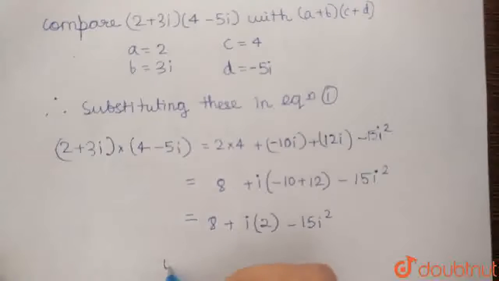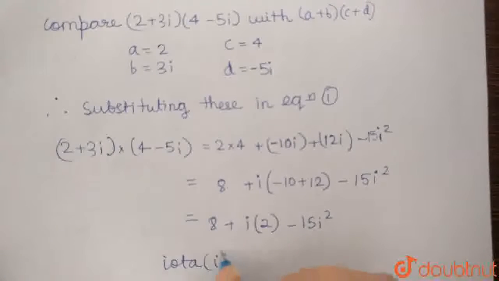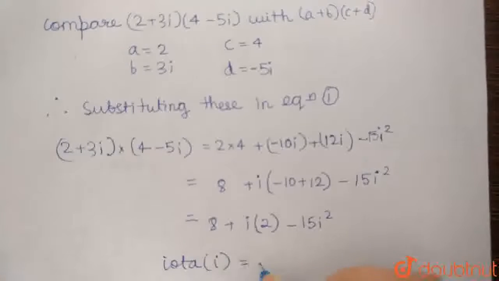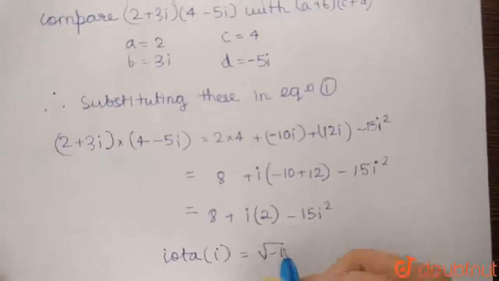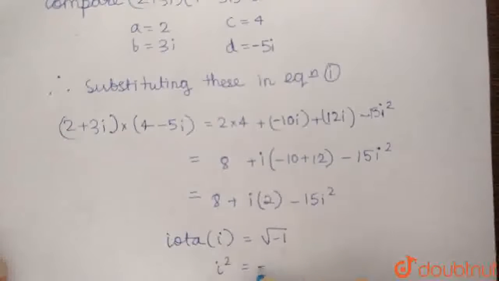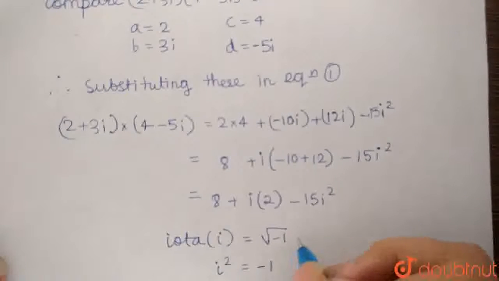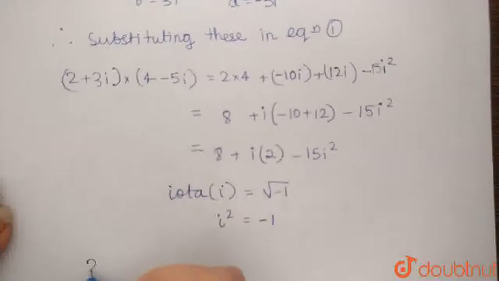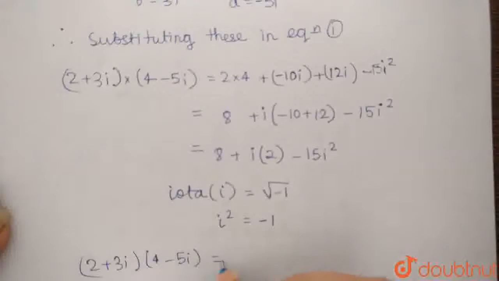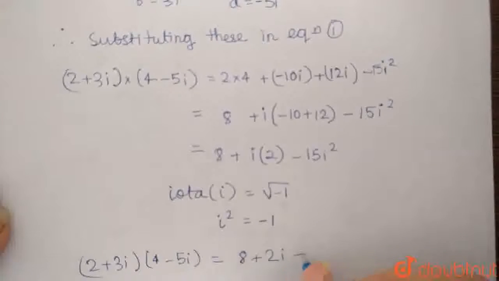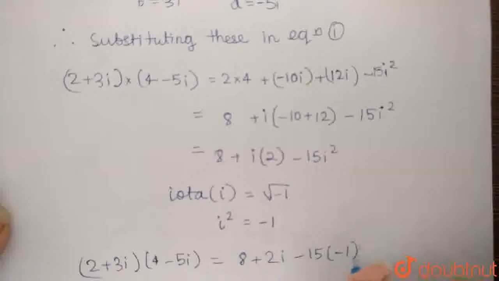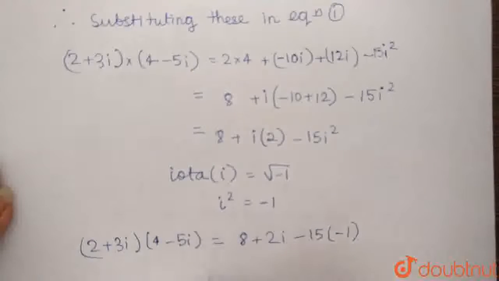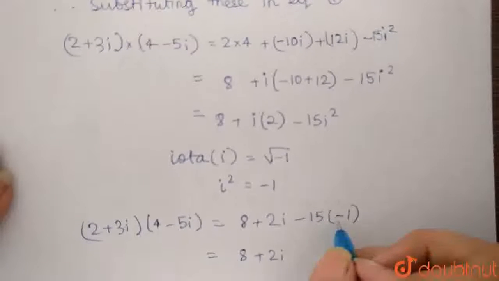Now as we know that the standard definition of iota or i is such that i equals under root of minus 1. Therefore i square would be equal to minus 1. Now we substitute the value of i square as minus 1 in our calculation. So we will get that (2 + 3i) multiplied by (4 - 5i) would be 8 plus 2i minus 15 times of minus 1, since i square equals minus 1.